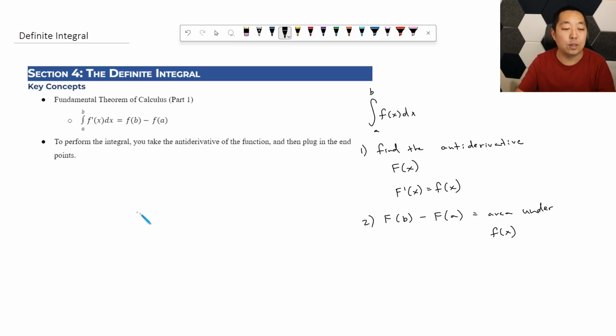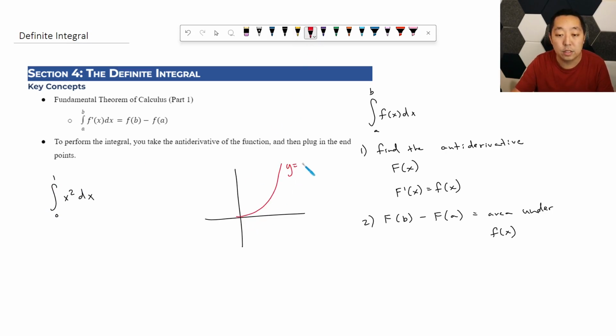So for example, let's say I want to do the area from 0 to 1 of x squared dx. So I want to do this area here. This is the area under the curve y equals x squared, and I want the area from, say, 0 here to 1. I want this area under the curve, this area shaded underneath here.